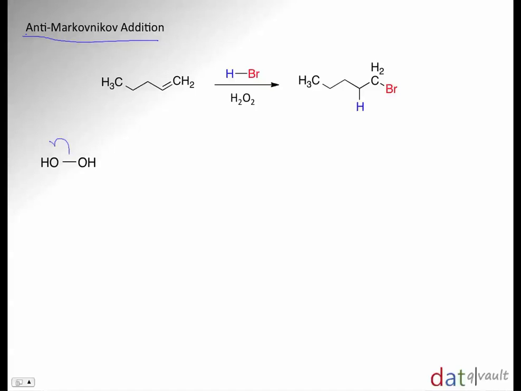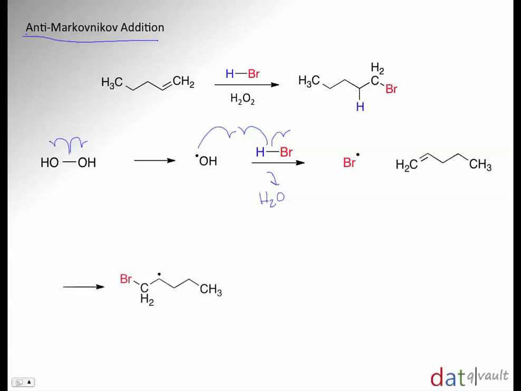First, we're going to take the peroxide and we're going to homolytically cleave this bond, which means one electron goes to one of the atoms and the other electron in the bond goes to the other atom. And we're going to get a radical, a hydroxyl radical out of this reaction. This radical then reacts with hydrogen bromide. In this fashion, another homolytic cleavage happens, and we're going to get water as a byproduct, and we're also going to get a bromine radical as our other product. This bromine radical is then going to react with our alkene.